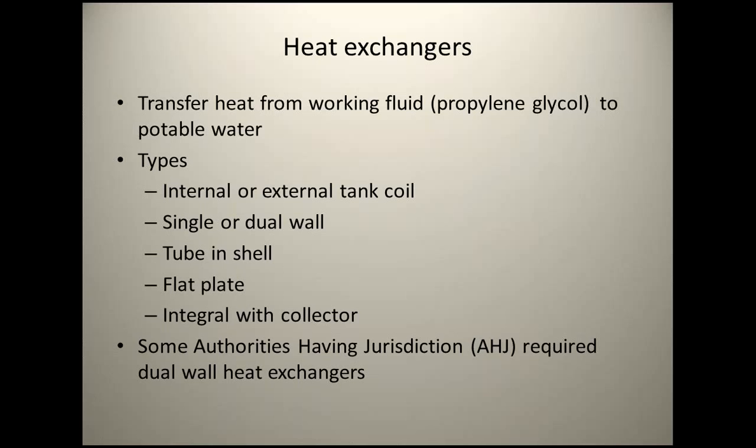Okay, the types of heat exchangers: you have an internal or external coil, you can have a tube and shell, you have a flat plate, integral with a collector, and some AHJs require dual wall heat exchangers. That's all the ones I've used, where you have a tank and then the tubes are wrapped around the outside of the tank, or if you have a tube and tube, there's actually an airspace between the two tubes. So if there would be a leak in one of the tubes, it doesn't go into the other tube. There's actually an airspace.